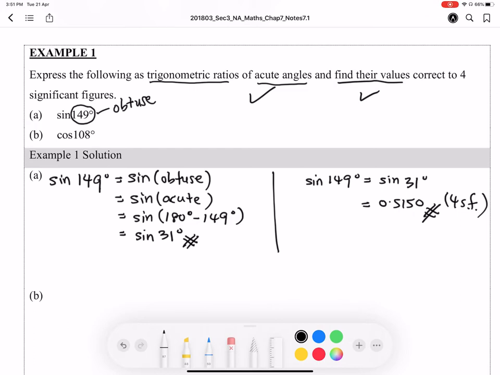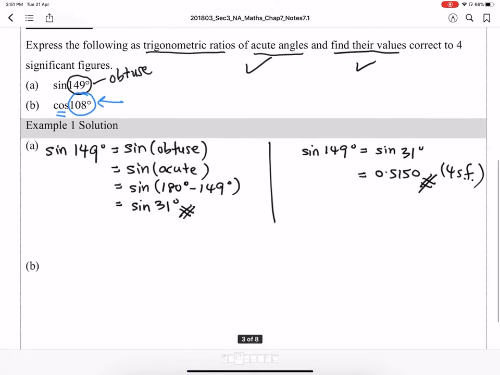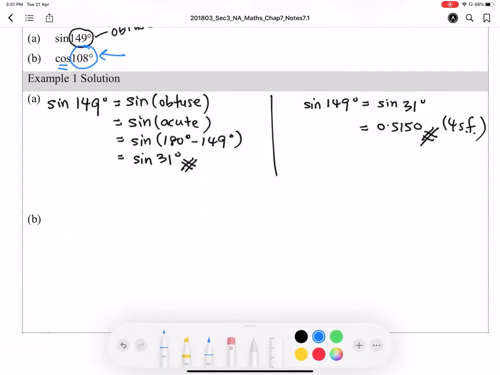Okay, so the same method can be used for the next problem, which is 108 degrees, but we are dealing with cosine. So let's take a look at how this can be done. Okay, so we have cosine 108 degrees. So cosine here is obtuse. 108 degrees is obtuse. So we will use our formula. Cosine of an obtuse angle is equal to negative of cosine of acute angle.